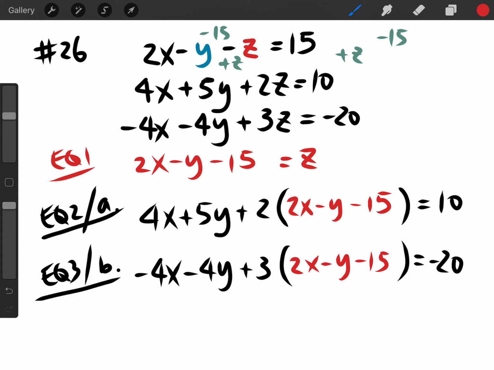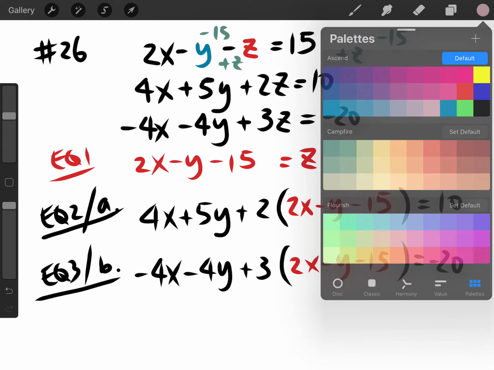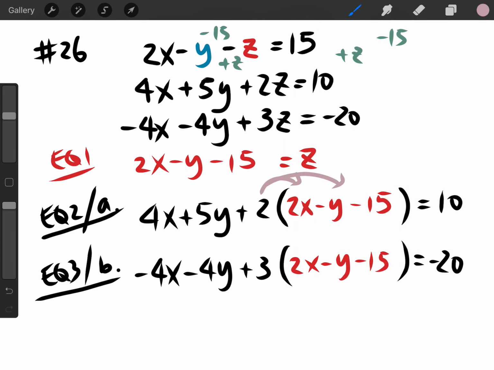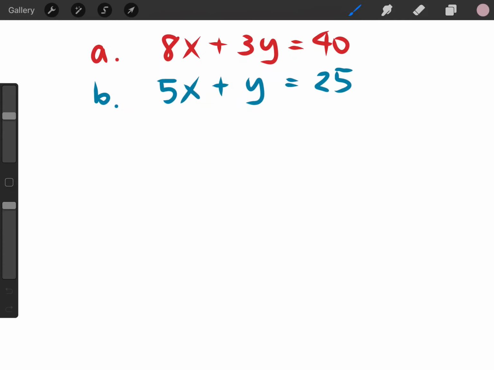Okay, I'm going to tell you to make sure you guys distribute the 2 correctly. Okay, distribute the 3 correctly for equation number 3, and then you combine all the like terms, and you should be able to get your equation letter A and equation letter B. So let's move on and see how it looks. So letter A and letter B. Okay, so after you combine all of them, this is what you will get, right?